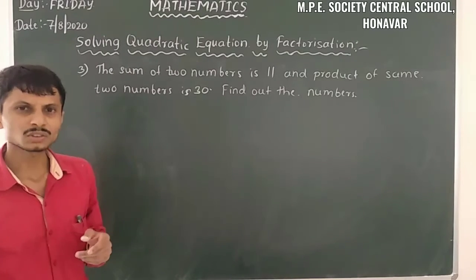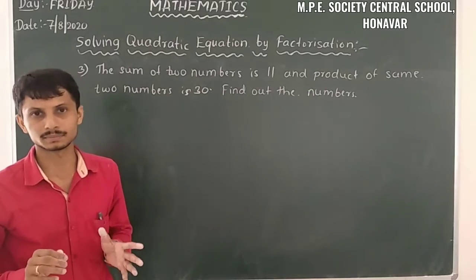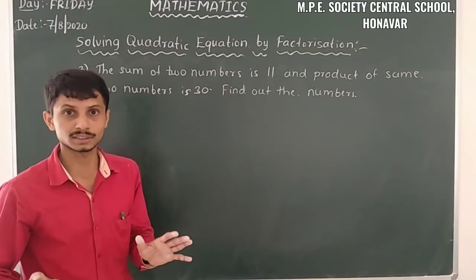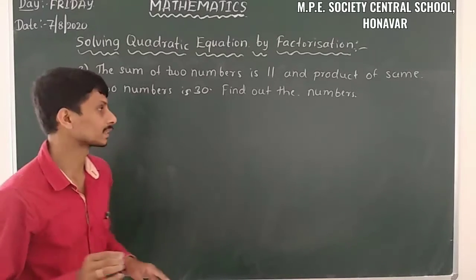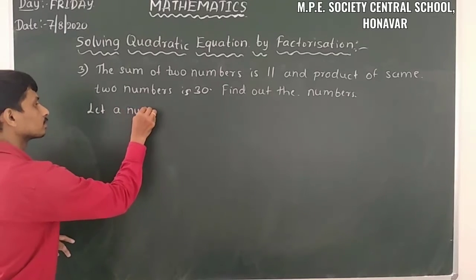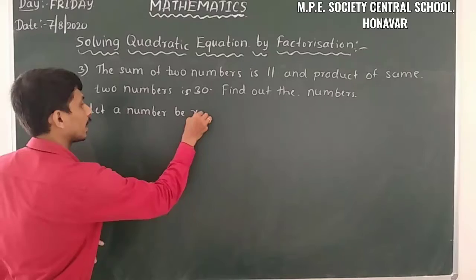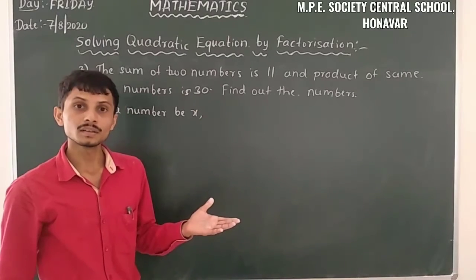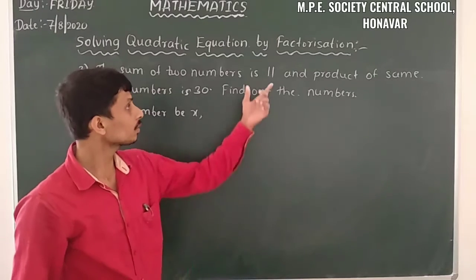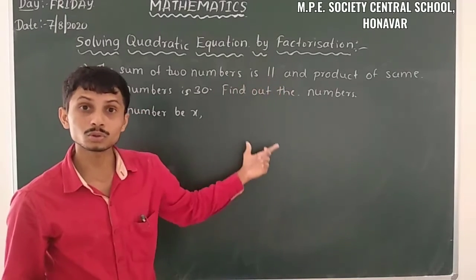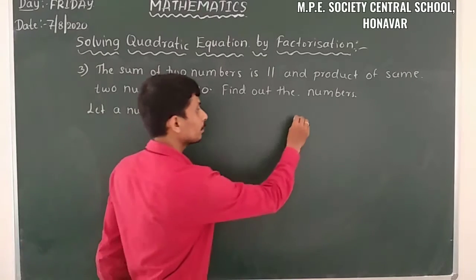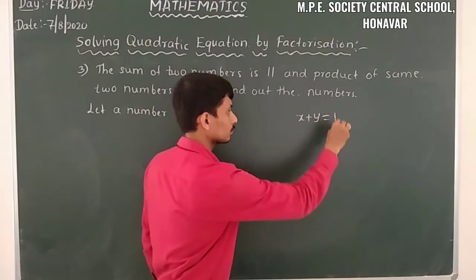So how can we find them? I will take the first number as x. There are two numbers and both are unknown to us, so we take one number as x. Let a number be x. What about the other number? We can't simply take y, because we know the sum of those two numbers is 11. So when we take y as the other number, x plus y is equal to 11.